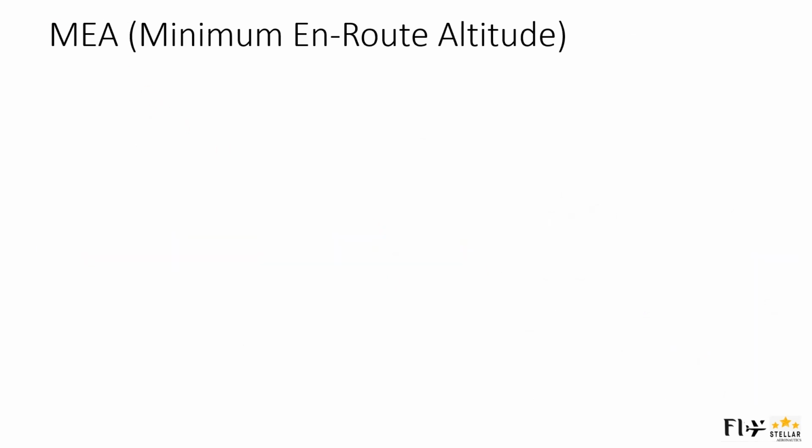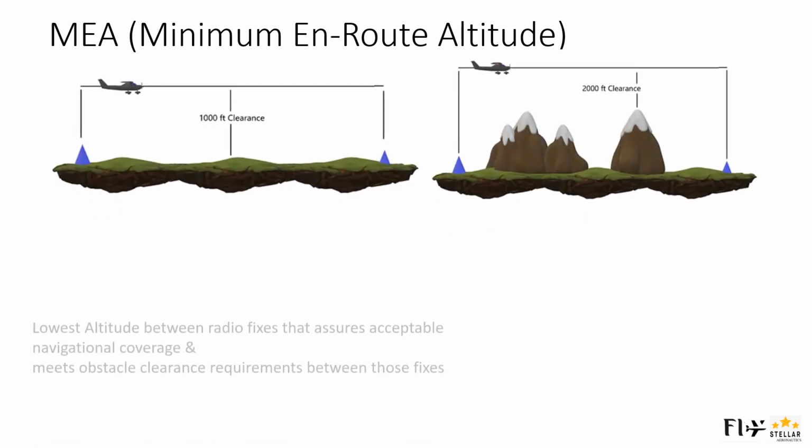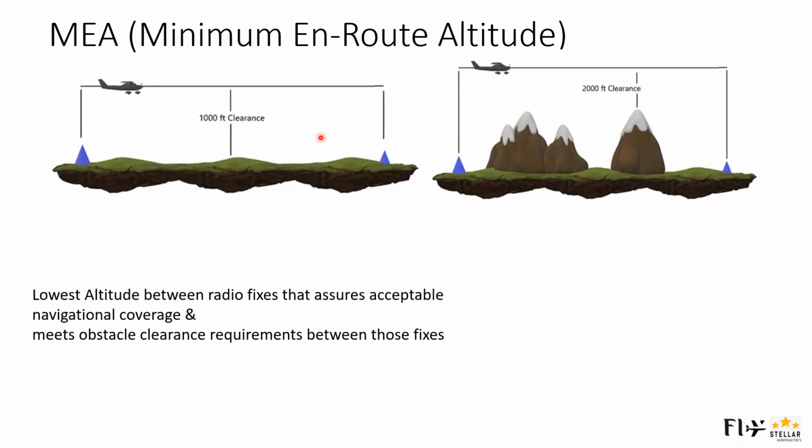Third is MEA, that is minimum en route altitude. It is the lowest altitude between radio fixes that assures acceptable navigational coverage and meets obstacle clearance requirements between those fixes. It provides 1000 feet separation in non-mountainous areas and 2000 feet separation in mountainous areas.